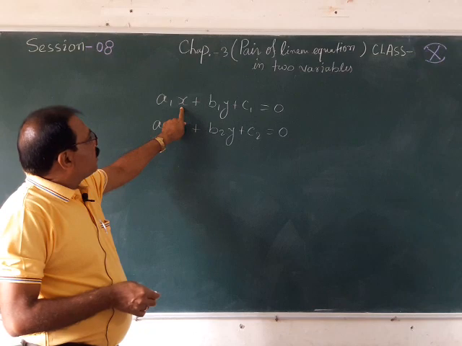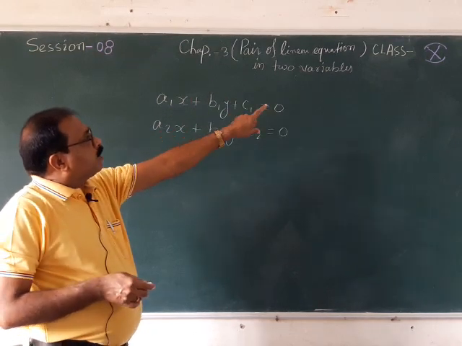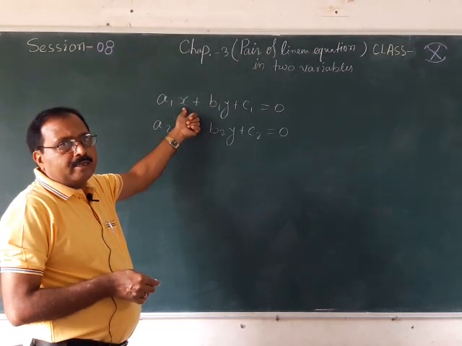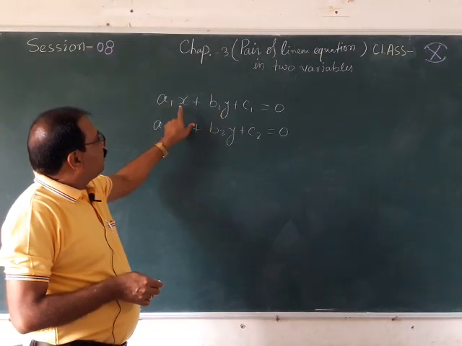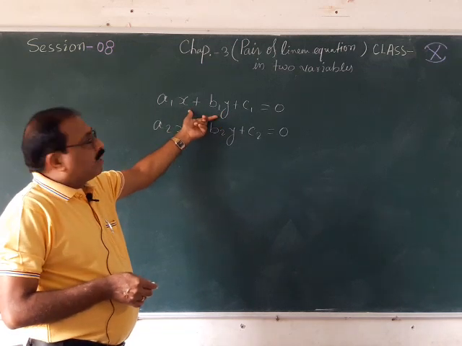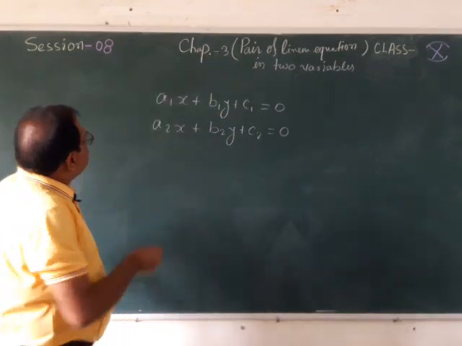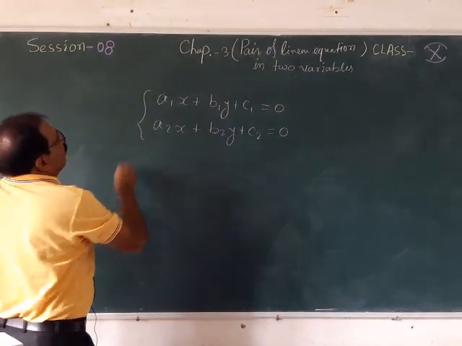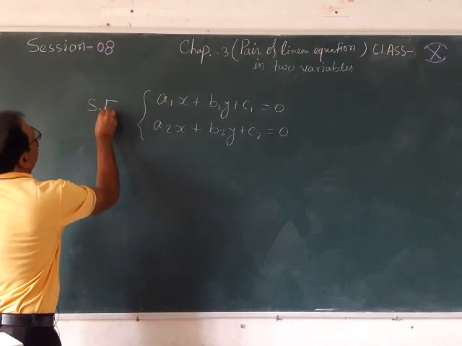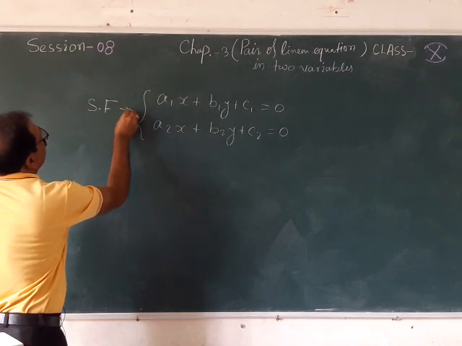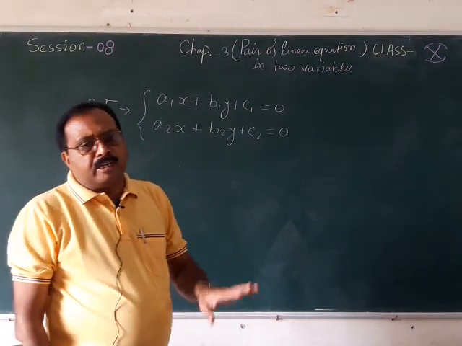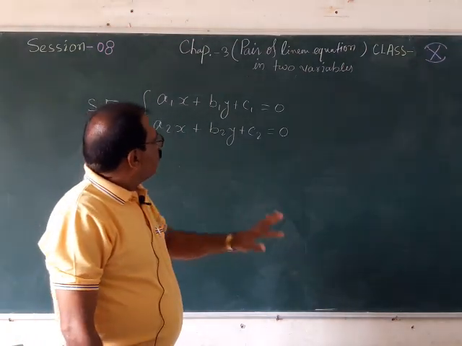So name of this equation is the pair of linear equation in two variable. Here two variables x and y are used. So the equation is having two variables and it is coming in a pair, so that it is known as pair of linear equation in two variable. This is the standard form of linear equation in two variable. I am talking about the standard form of a linear equation in two variable.